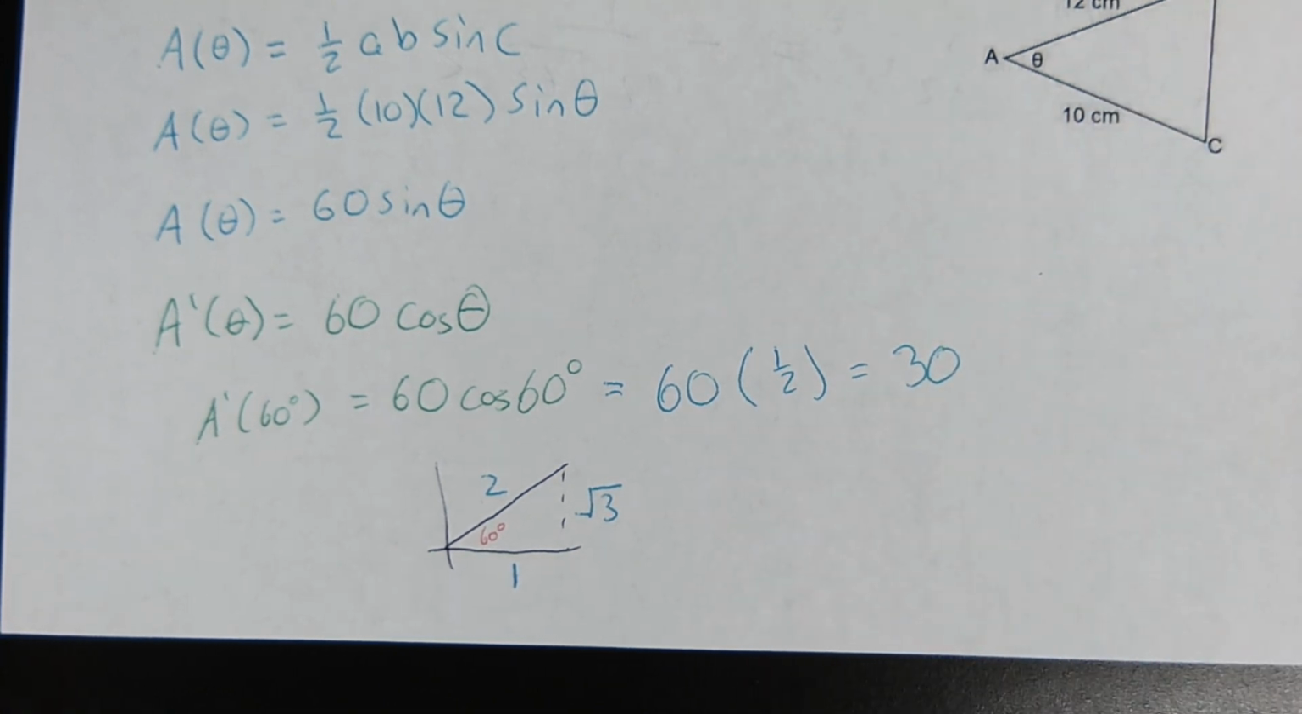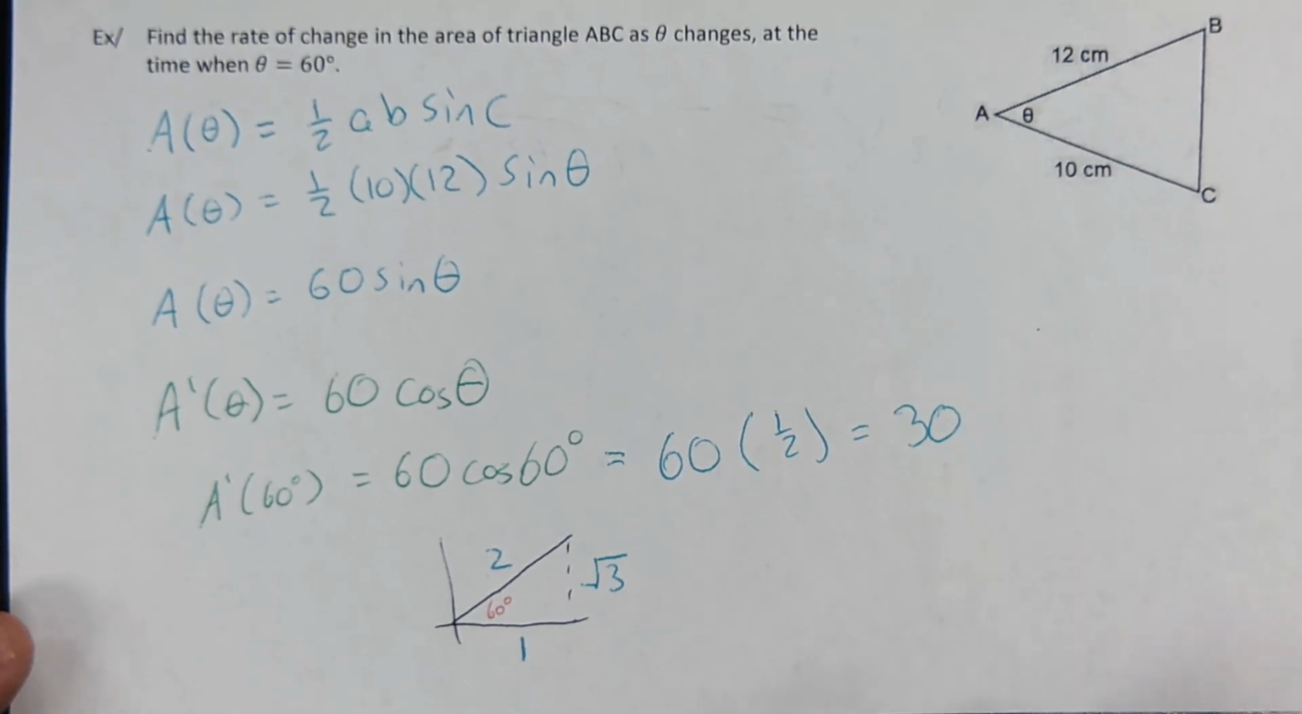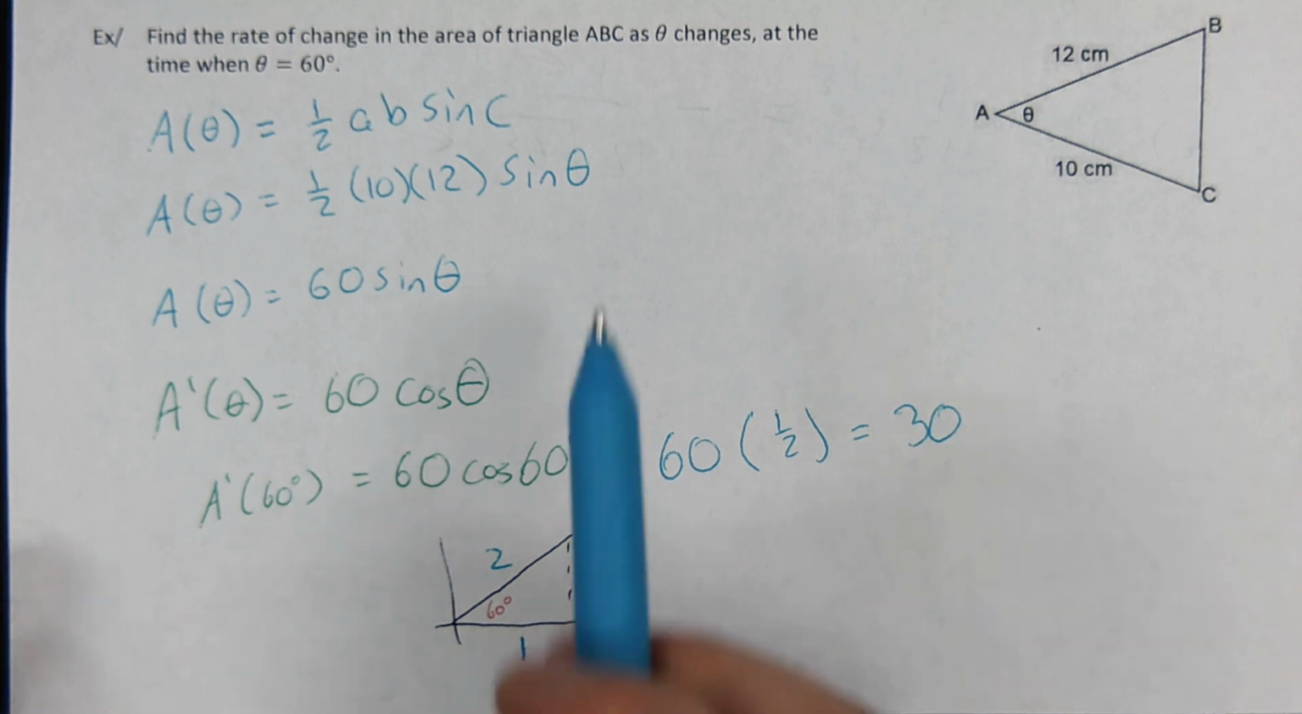Ta-da! Why did you do in the beginning? How did you do? I don't know. Like the 1/2 AB sine C. Mm-hmm. That's like a property. Yeah, it's in our reference sheet.